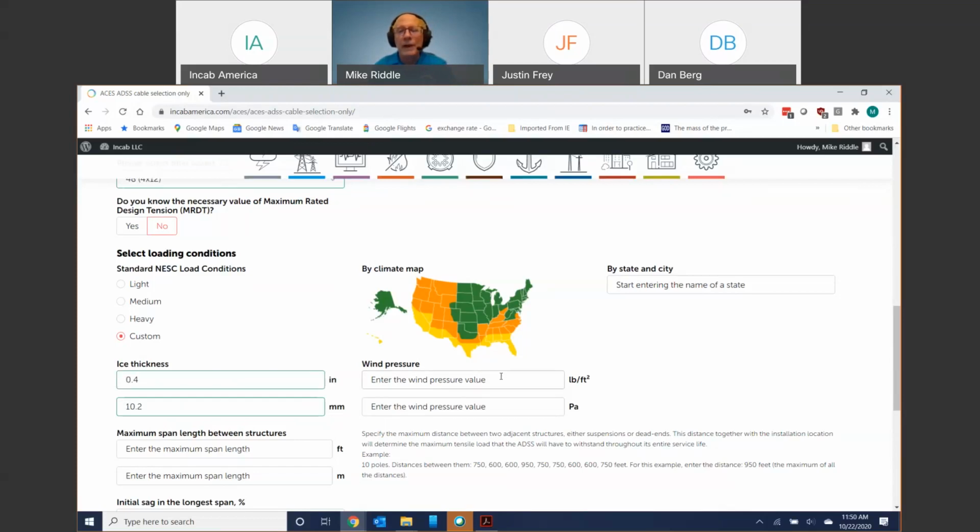And then wind pressure value, if you know it, I don't know, let's see, 4 pounds is the NESC. Let's just go with 5 pounds for some reason.